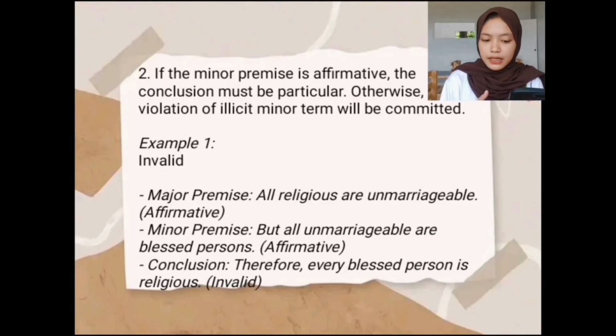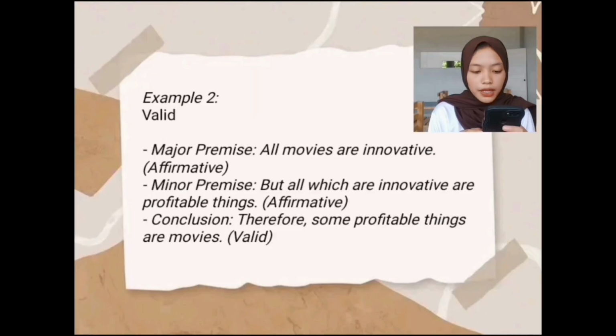Why it is invalid? Because every blessed person, the conclusion, every blessed person is religious is a universal statement that refers to all blessed person, indicating that it is not particular. Since the conclusion is universal and not particular, it does not align with the rule with the minor premise affirmative. The conclusion must be particular to avoid the fallacy of illicit minor term. Kaya siya naging mali kasi ang minor premises natin is affirmative. The conclusion is universal.